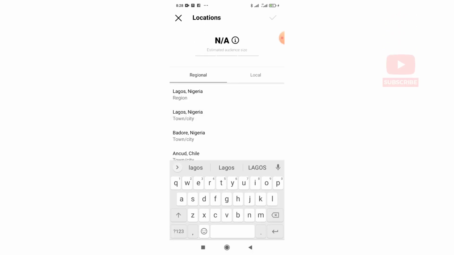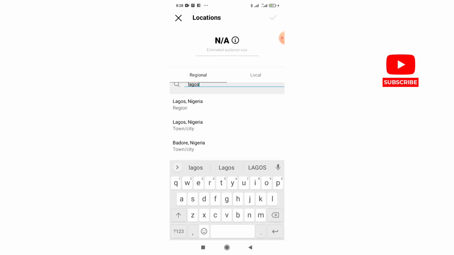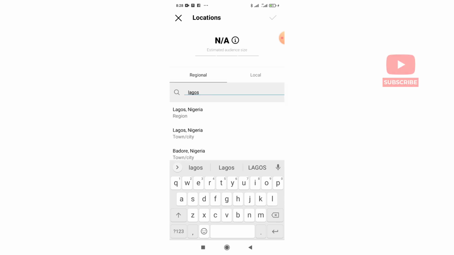Do not pick region. Good, Instagram has brought it to me. Never pick region. If you pick region, you are going to waste a lot of your money. But due to negligence, when I did not know, you will just be like, maybe it's Lagos. It is not Lagos. Yeah, it is Lagos, but it is showing to people in the region part of Lagos. So always pick town. Okay.